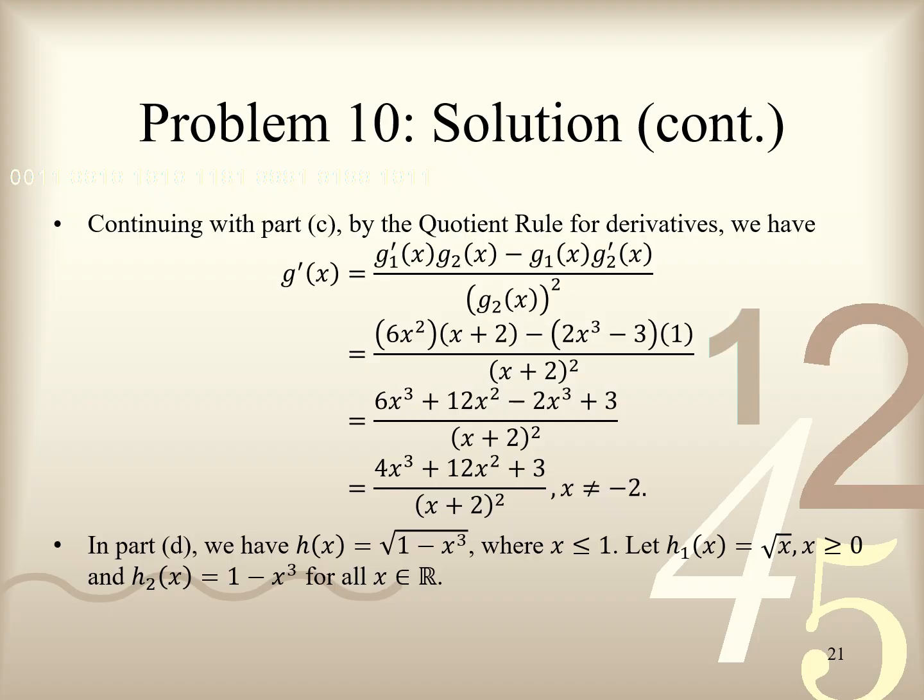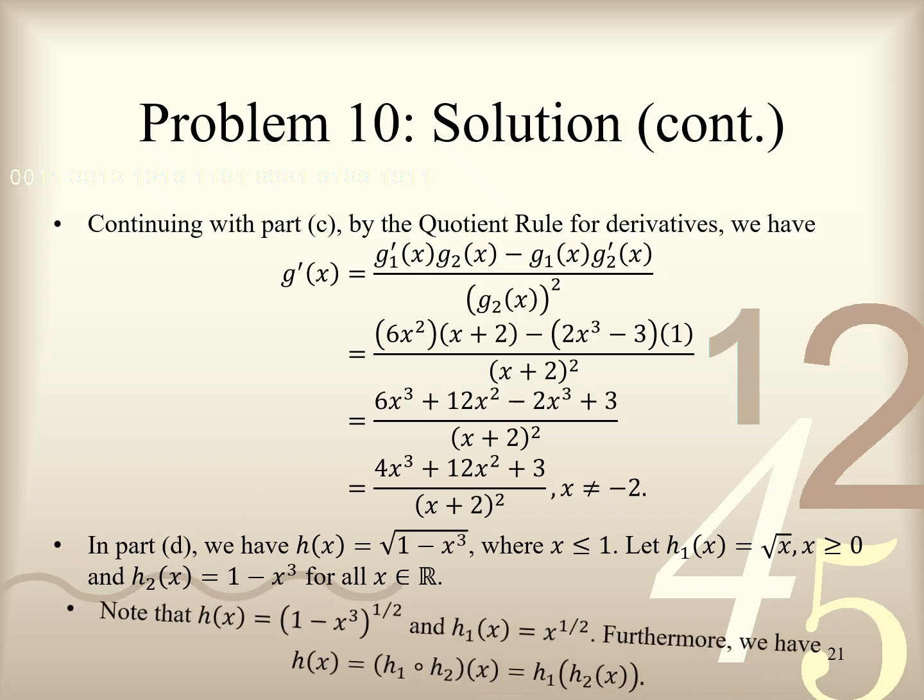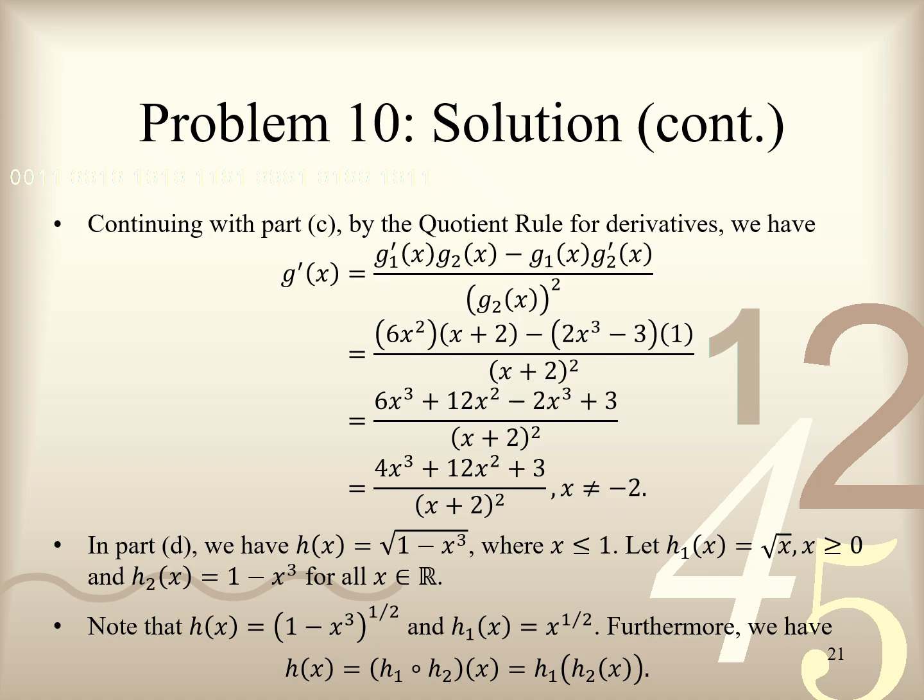Let h1 of x equal the square root of x, where x is positive, and h2 of x equal 1 minus x cubed, which is defined for all real values of x. Note that we can write h of x as 1 minus x cubed, to the power 1/2, and h1 of x as x, to the power 1/2. Furthermore, we have h of x equal to the composition h1 of h2 of x. So, we must use the chain rule for derivatives, to calculate the derivative h prime of x.